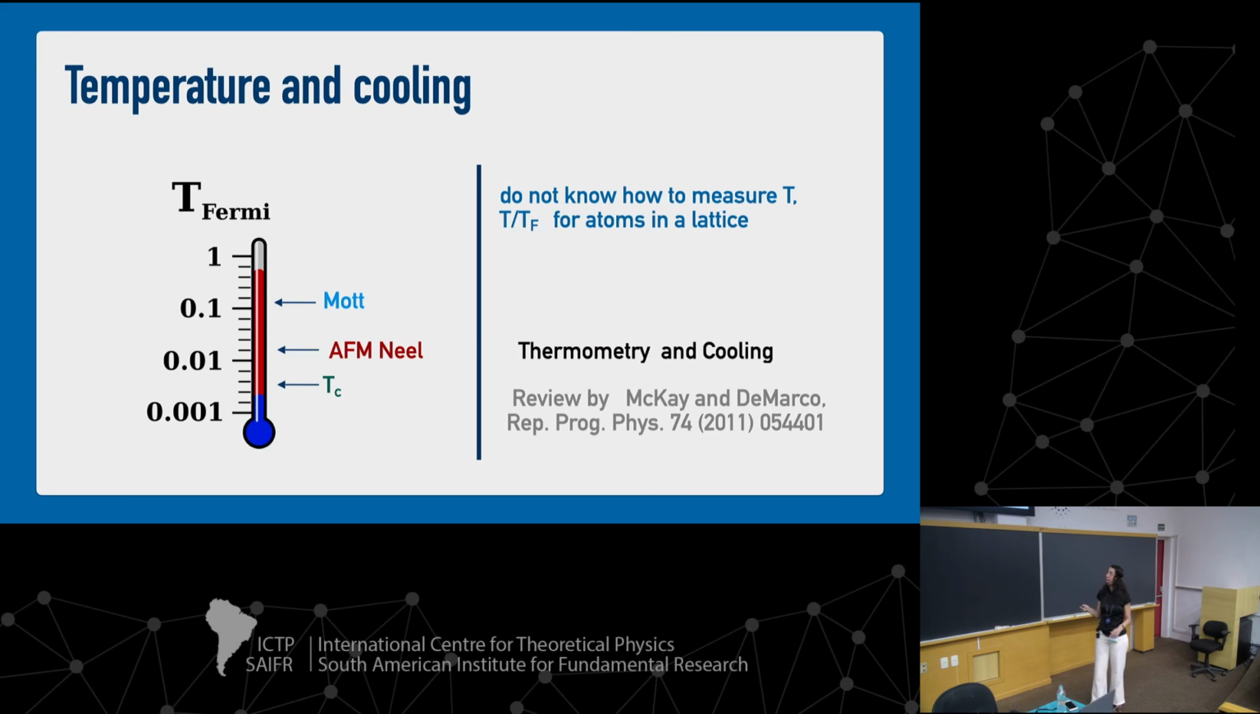So let's talk about temperature and cooling. If we decrease the temperature, we reach the Mott state. We decrease some more, we reach the antiferromagnetic Néel state, and we decrease some more, we get the critical temperature for superconductivity. But we don't know how to measure any of these in these experiments. So there is this interesting review here. I just thought I should add the reference.